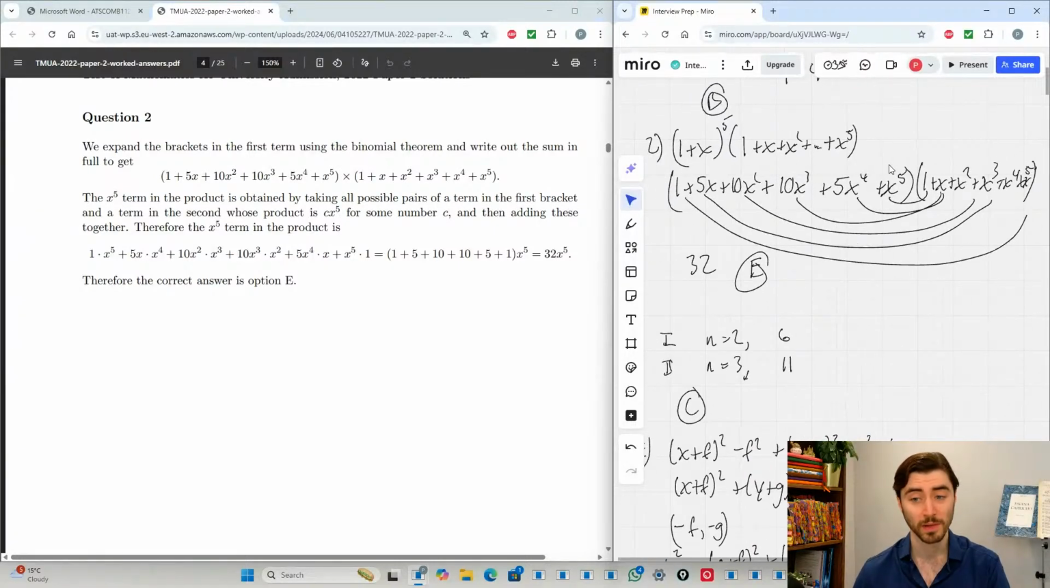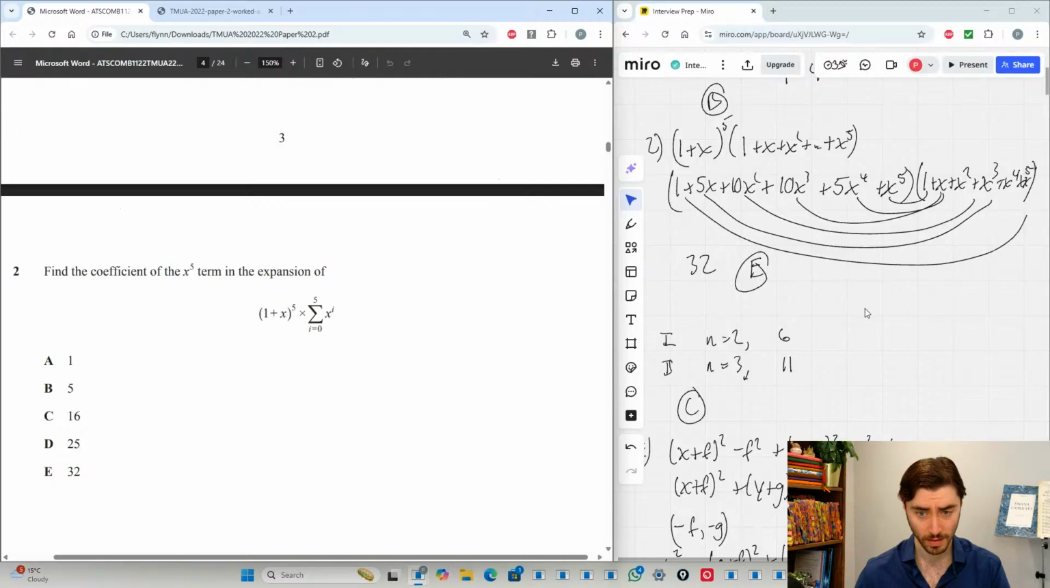You can actually just multiply it out and realize that these cross terms, so this x to the 4 times the x is going to give you x to the 5, x cubed times x squared is going to give x to the 5, etc. And so you can see all those cross terms are going to give you your x to the 5s. So it becomes 1 plus 5 plus 10 plus 10 plus 5 plus 1, which is 32. So that was fine.